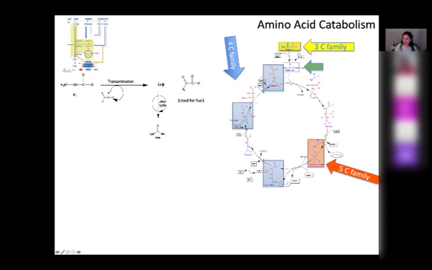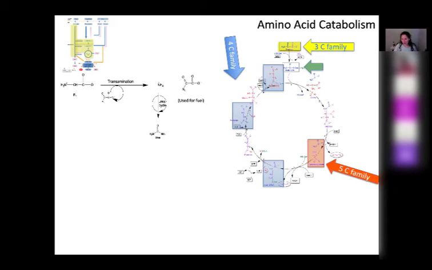The ammonium here that is generated is toxic, and so it must be removed through the urea cycle, which basically converts it to urea and then is excreted in urine. These keto acids can be used for fuel. Depending on what family the amino acids are in, they will enter at different points in the cycle.